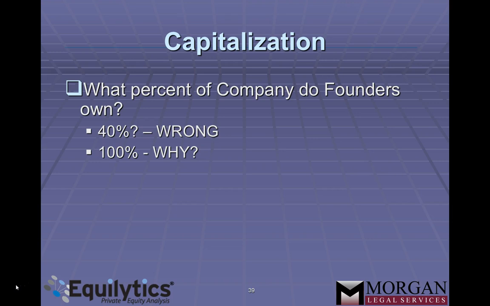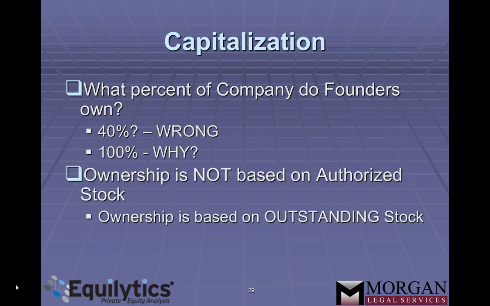Why do they own 100%? How do we derive that? The reason is because ownership of stock is not based on the amount of authorized stock. It is based on outstanding stock. To own the stock, it has to be issued. So when we're looking at the percentage of the company that a holder or stockholders hold, that percentage is based on what has been issued, what is outstanding.